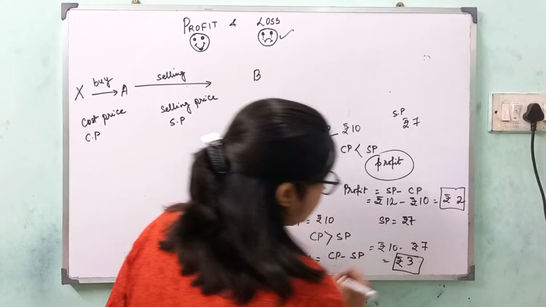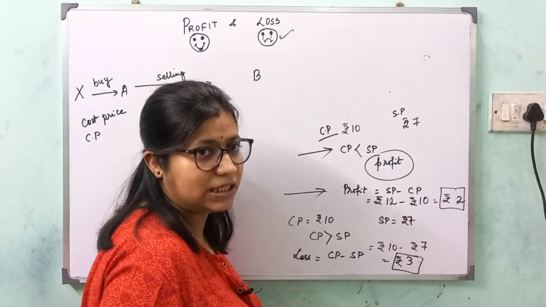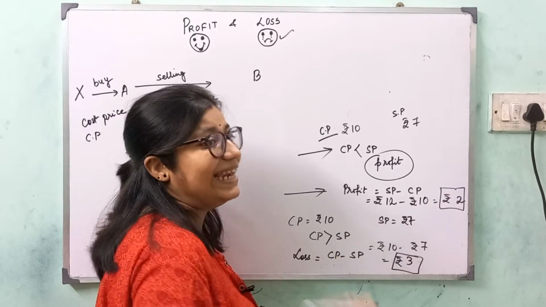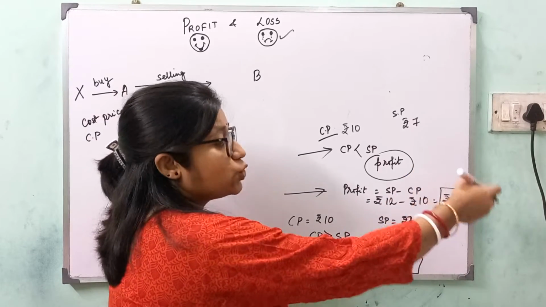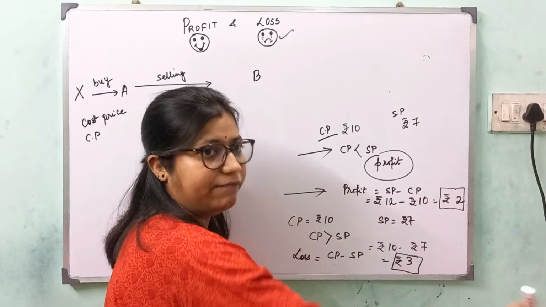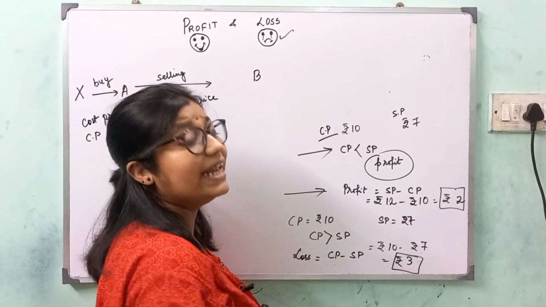So rupees 3 is what? Rupees 3 is the loss that you are facing. That is, you are getting rupees 3 lesser than the amount that you had invested. Here you are getting rupees 2 more than the amount that you had invested, and here you are getting rupees 3 lesser than the amount that you had invested.